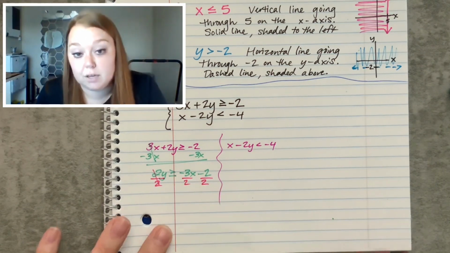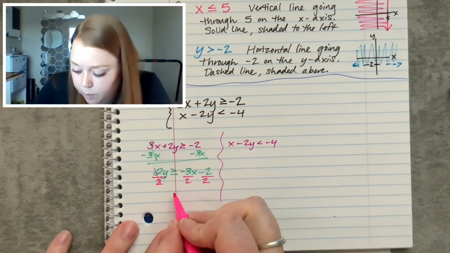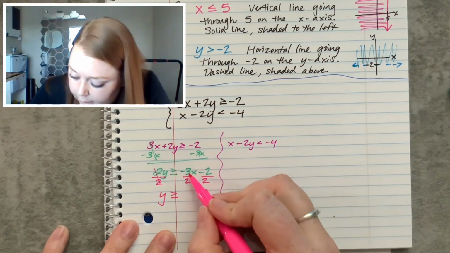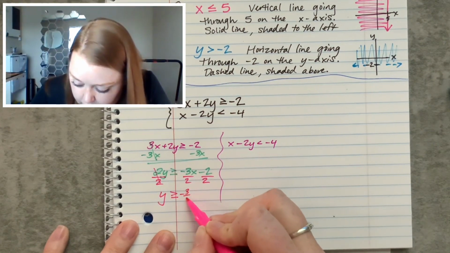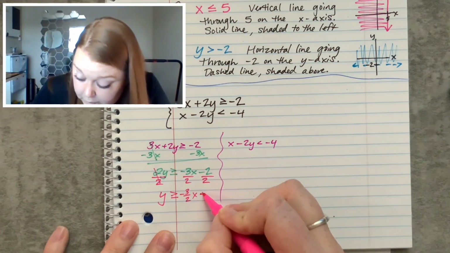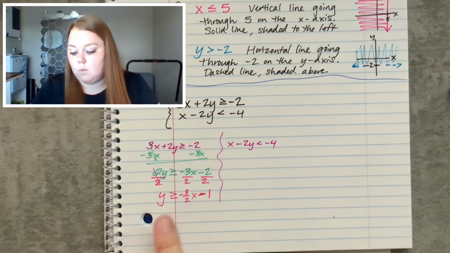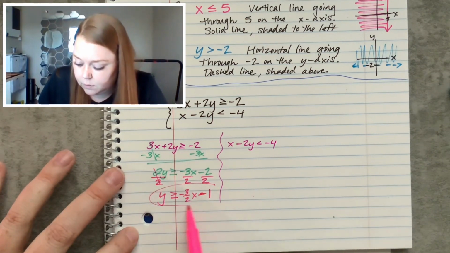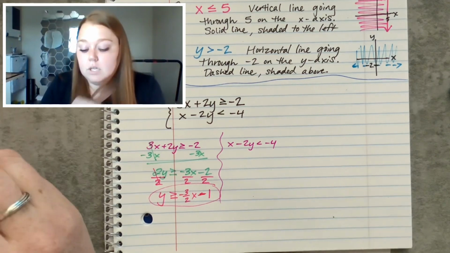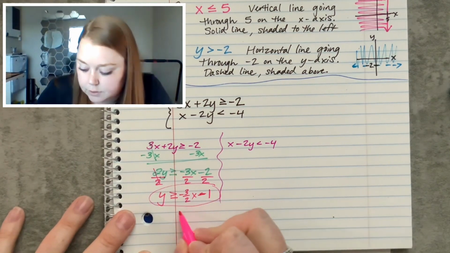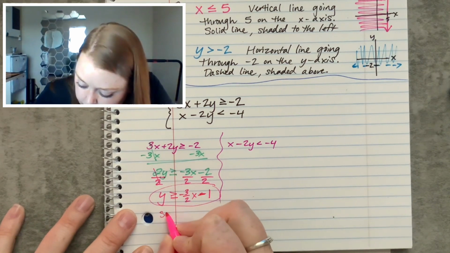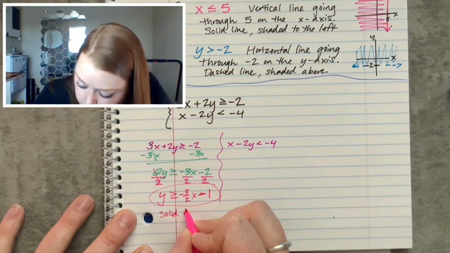Everything gets divided by +2. Since I'm dividing by positive, I don't switch the sign. I keep it. And -3/2, literally just write it as -3/2. -2/2 is -1. So I have y is greater than or equal to -3/2 x minus 1. If you want, you could tell yourself solid or dashed right now, above and below. Greater than or equal would be solid and above.